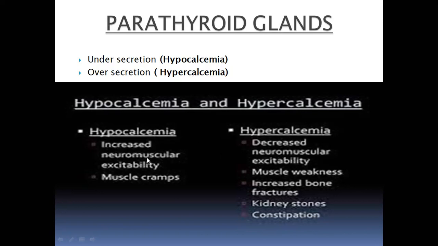Hypocalcemia causes increased neuromuscular excitability, muscle cramps, muscles become in a contracted state, right? And hypercalcemia causes decreased neuromuscular excitability, muscles become weakened, bones can easily be fractured, kidney stones can also take place, and constipation is one effect of this hypercalcemia, where there is excess parathormone in the body.